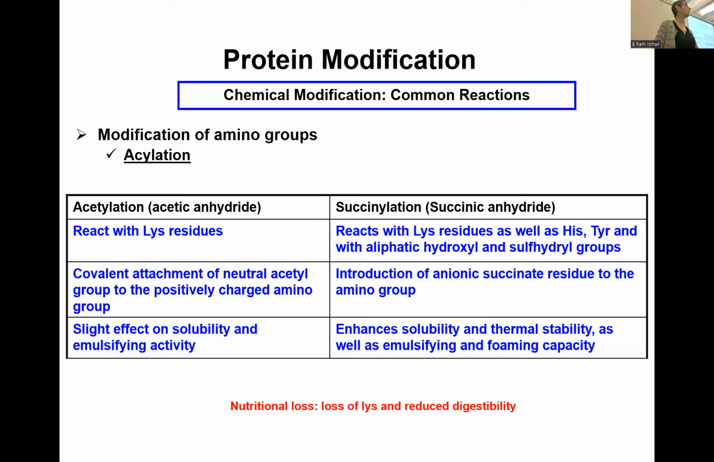Do they use it in industry or anything? In the US, chemical modification is not approved, but in different countries, I don't think in Europe either. In Asia, yes.